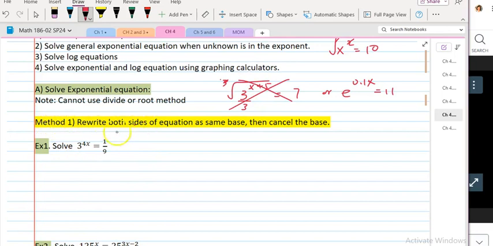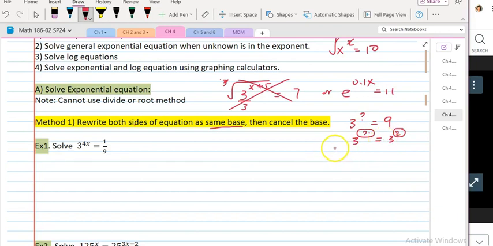Method 1 is we write both sides as the same base, then cancel the base. The basic idea is, for example, if 3 to the something equals 9, I think we did this before when we did logs. I know 3 squared is equal to 9, so I would write 9 as 3 squared, then the something must be 2. If they have the same base and the unknown is in the exponent, then you can say the exponents are the same.